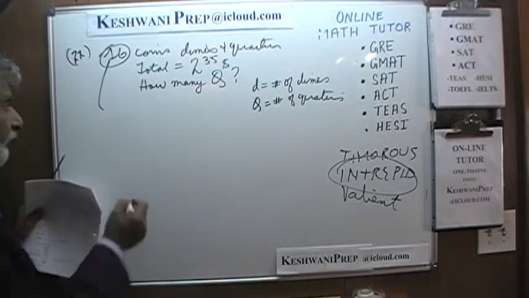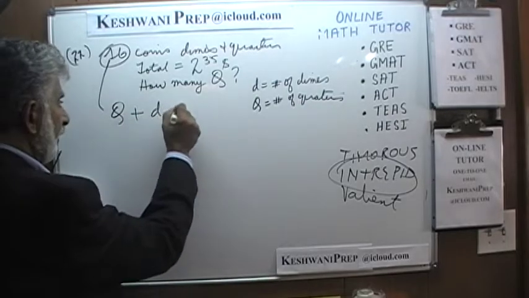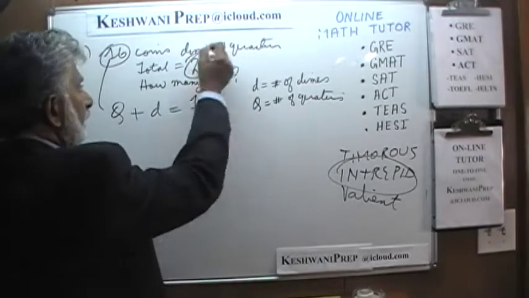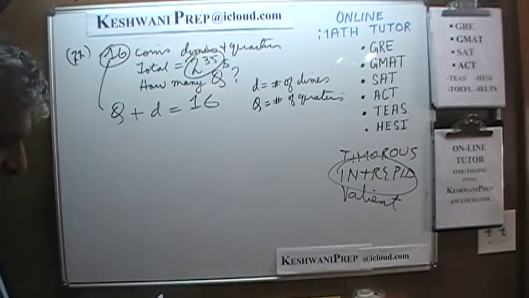The first equation is right here. There are 16 coins. The number of quarters plus the number of dimes must equal 16. The second equation is right here. The total value is $2.35. And how do we represent that?